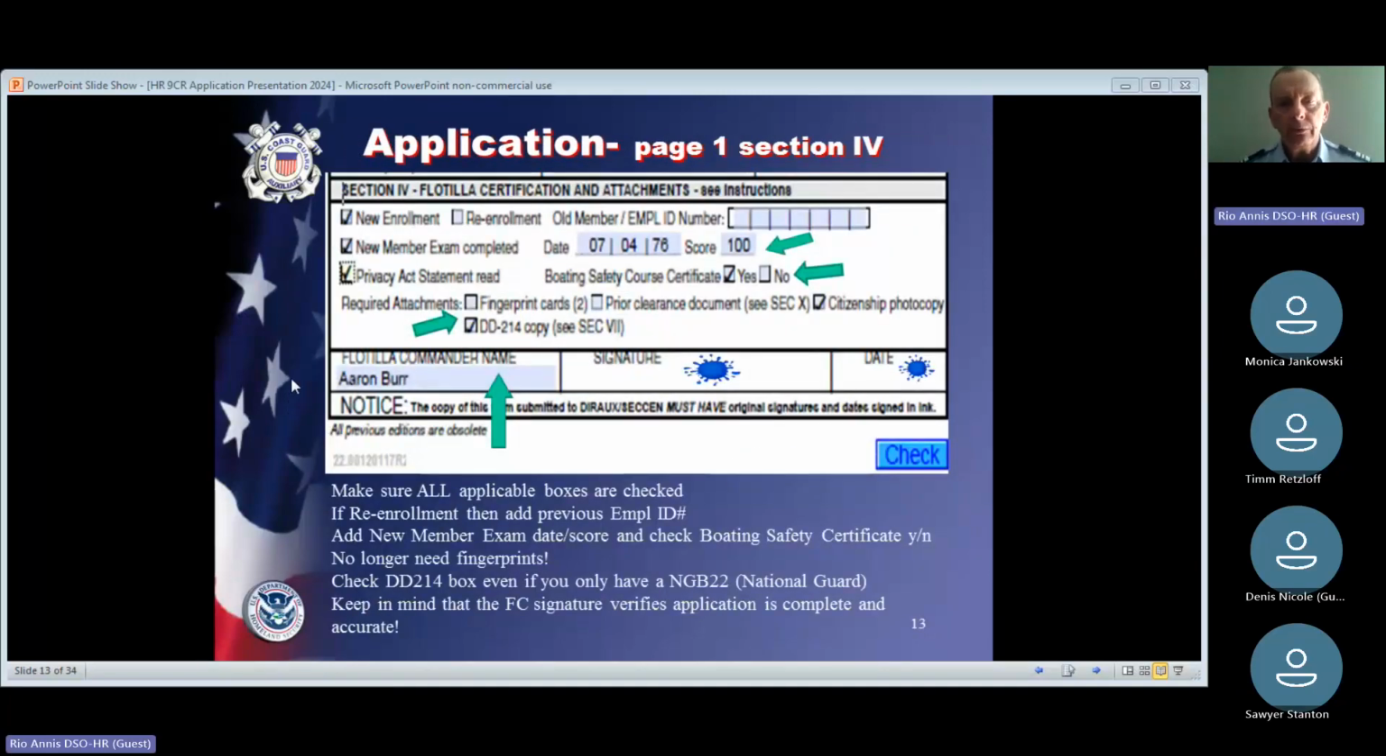Here's the bottom section that the flotilla commander will fill out. So obviously you want to make sure all these boxes are checked. You can see the new member exam. You'll have your date, your score, boating safety course. If it's a re-enrollment, you would check that box instead and then put in the previous member ID number.